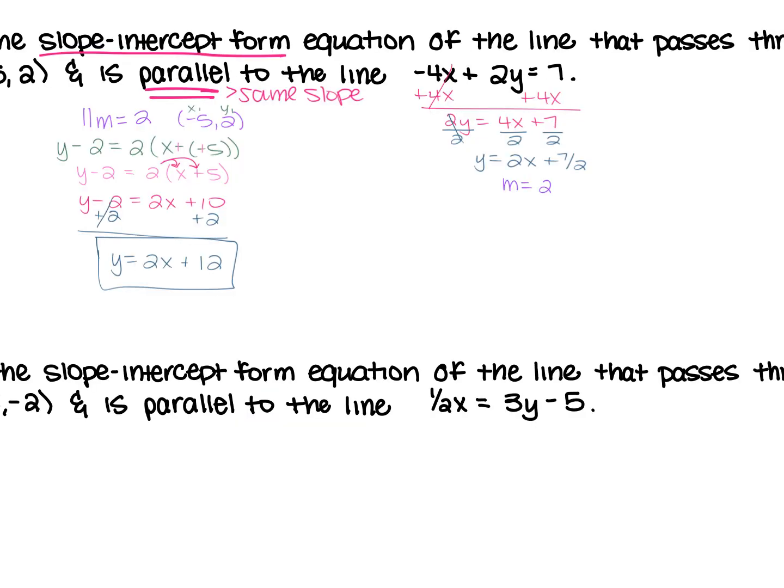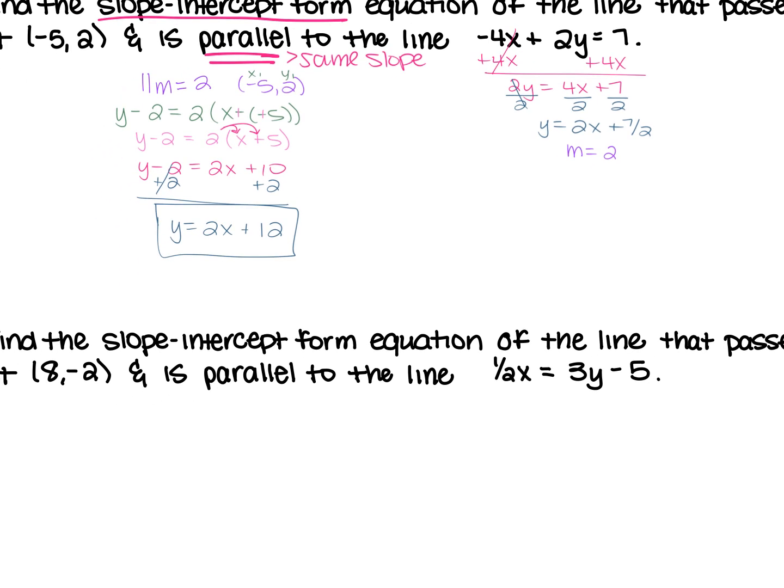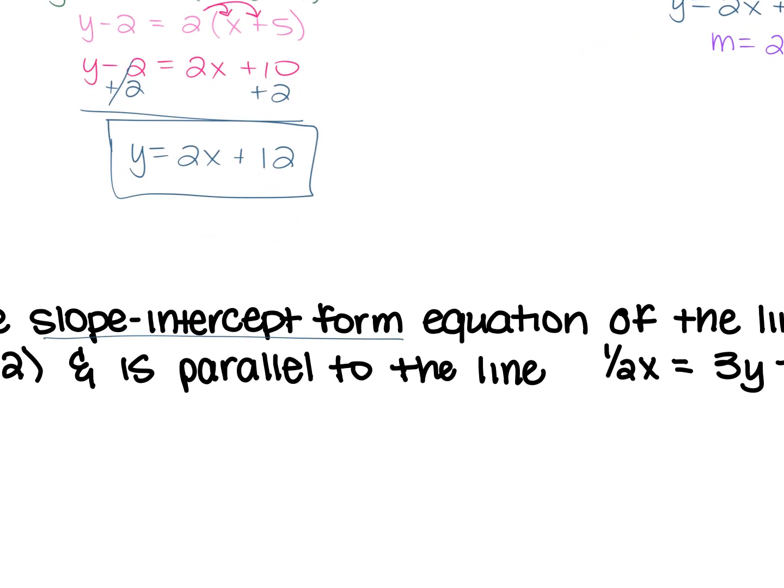For number 17, it tells you to find the slope-intercept form equation of the line that passes through the point (8, -2) and is parallel to the line 1/2 x is equal to 3y minus 5. So a couple things that are important. Slope-intercept form, parallel. So this one's going to have the same slope, just like the one that we did before this.